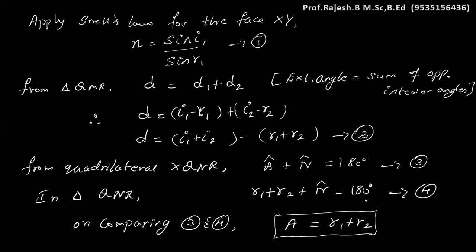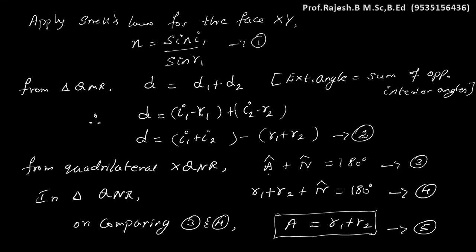Okay, from 3 and 4, here 180 is the same, here angle N and N are the same, but in the position of A, here we have R1 plus R2. I'll call this equation 5. Okay, angle A is equal to R1 plus R2. Now substitute this value of equation 5 in equation 2.